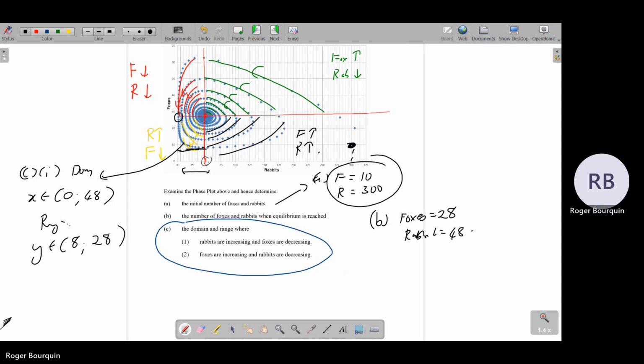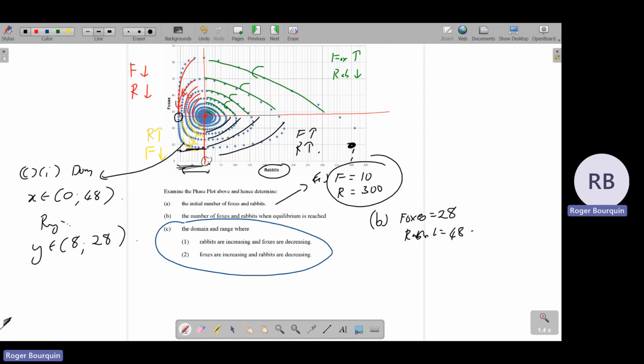You look at different scales. Rabbits is on this axis. So I'm looking at, for this one over here, the domain values are from here to here. So the domain values are from 0 to 48. That's the rabbits. Foxes is the range. Foxes lies between 8 and 20. Are you with me? All right, try the next one.